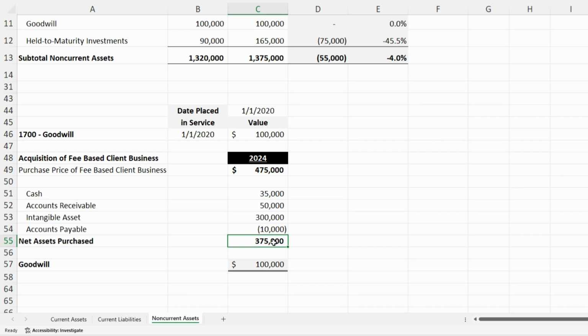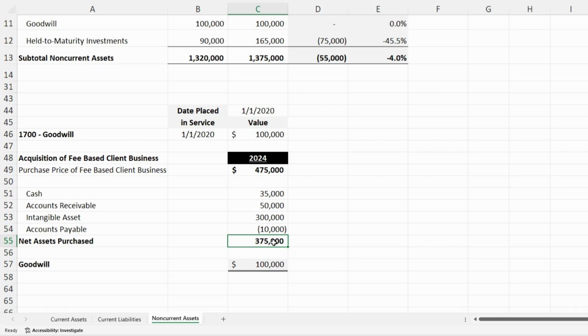What do we do with this extra $100,000? As you can see, it's goodwill. Goodwill is the difference between what you paid for in an acquisition less the net assets that you purchased. So our net assets, $375,000. Business, we paid $475,000. Our goodwill in this situation is $100,000.